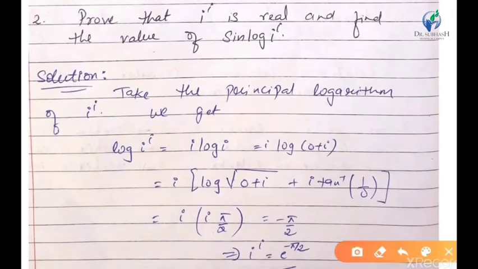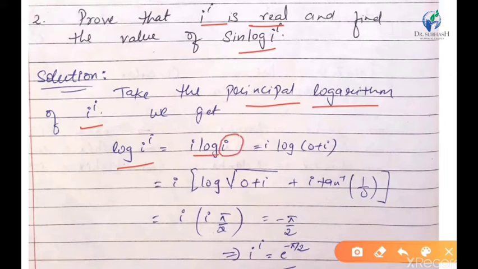See, what is our next question? Prove that i raised to i is real and find the value of sin(log i^i). First we will prove that i^i is real. Now to prove this, first we will take the principal logarithm of i^i. So log of i^i can be written as i log i.